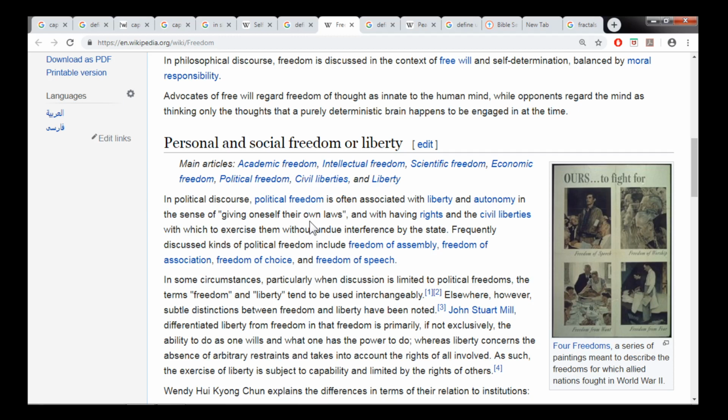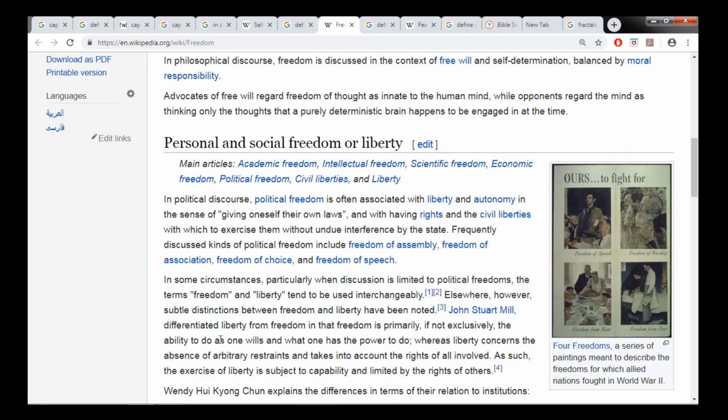And then you continue on going and doing as you will, right? Just purchasing with your freedom bash coin and saying, yes, give me that life and this life with a little side of that and this thrill and there and sometimes that one, but then, no, and then I'll get the other one. Amazing. In some circumstances, particularly when discussion is limited to political freedoms, the terms freedom and liberty tend to be used interchangeably. Who knew?